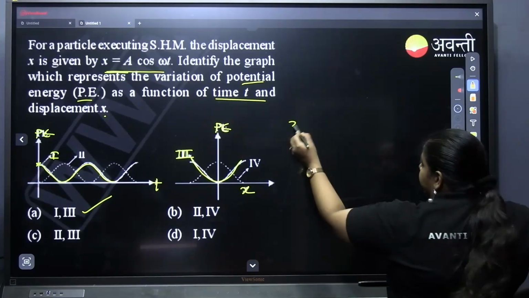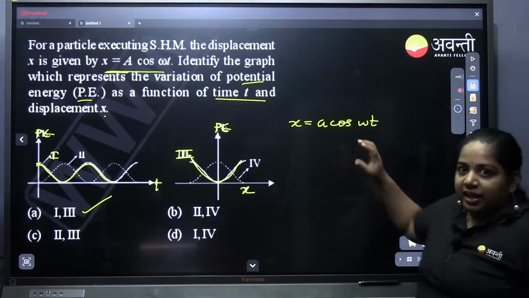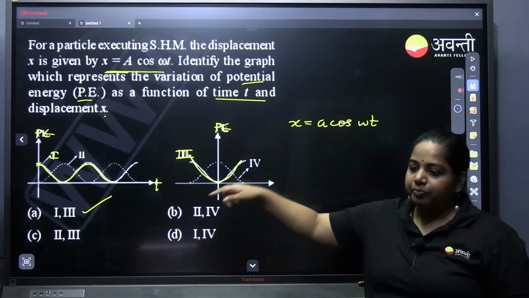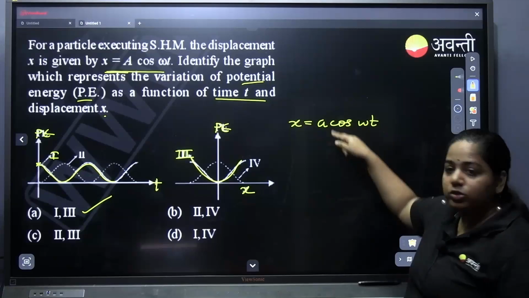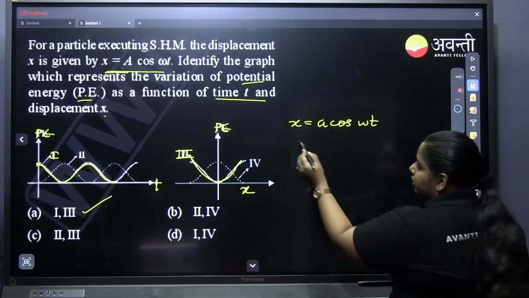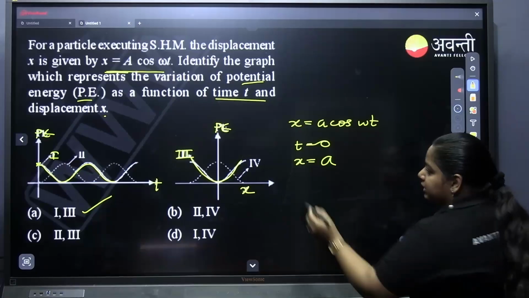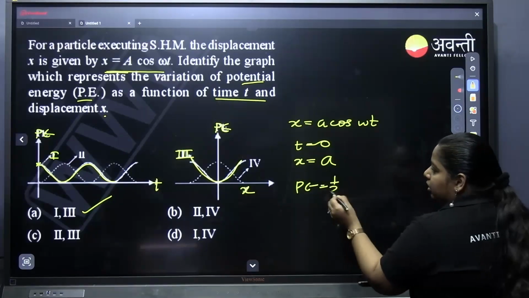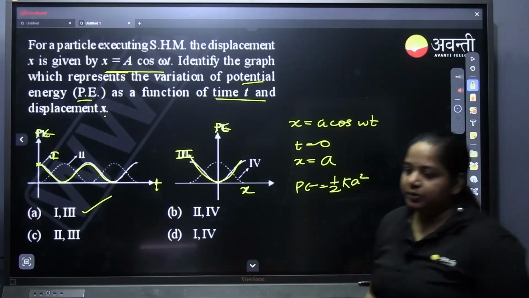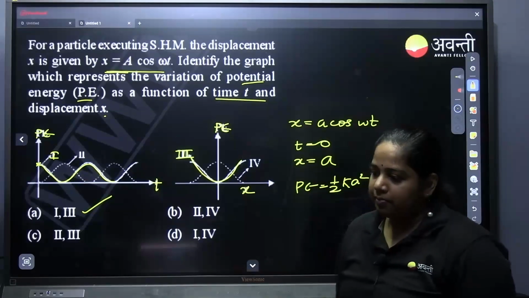It is because x equal to a cos omega t. If x equal to a sin omega t, then it will start from 0. But since x is equal to a cos omega t, when t equal to 0, x is equal to a, which means potential energy equal to half k x square will be half k a square. It will be maximum at t equal to 0. So it will start from the maximum point.